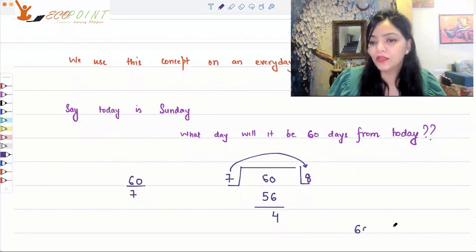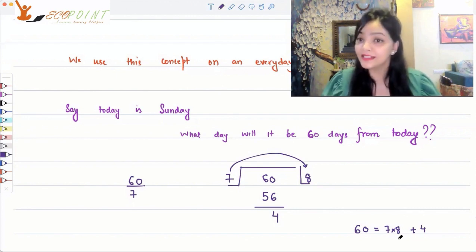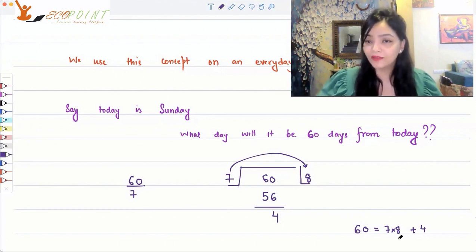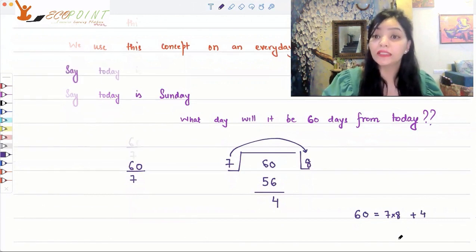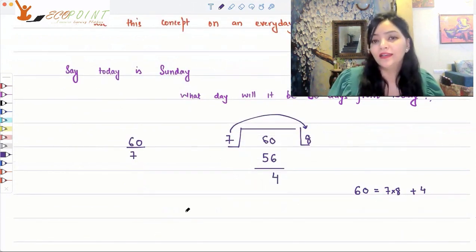60 is equal to 7 into 8 plus 4. That means exactly the 56th day would be a Sunday, but I have to move up till the 60th day, which means that I will be adding 4 days ahead, which means it will be a Thursday. So if it's a Sunday today, what day is 60 days from now? It's going to be a Thursday.